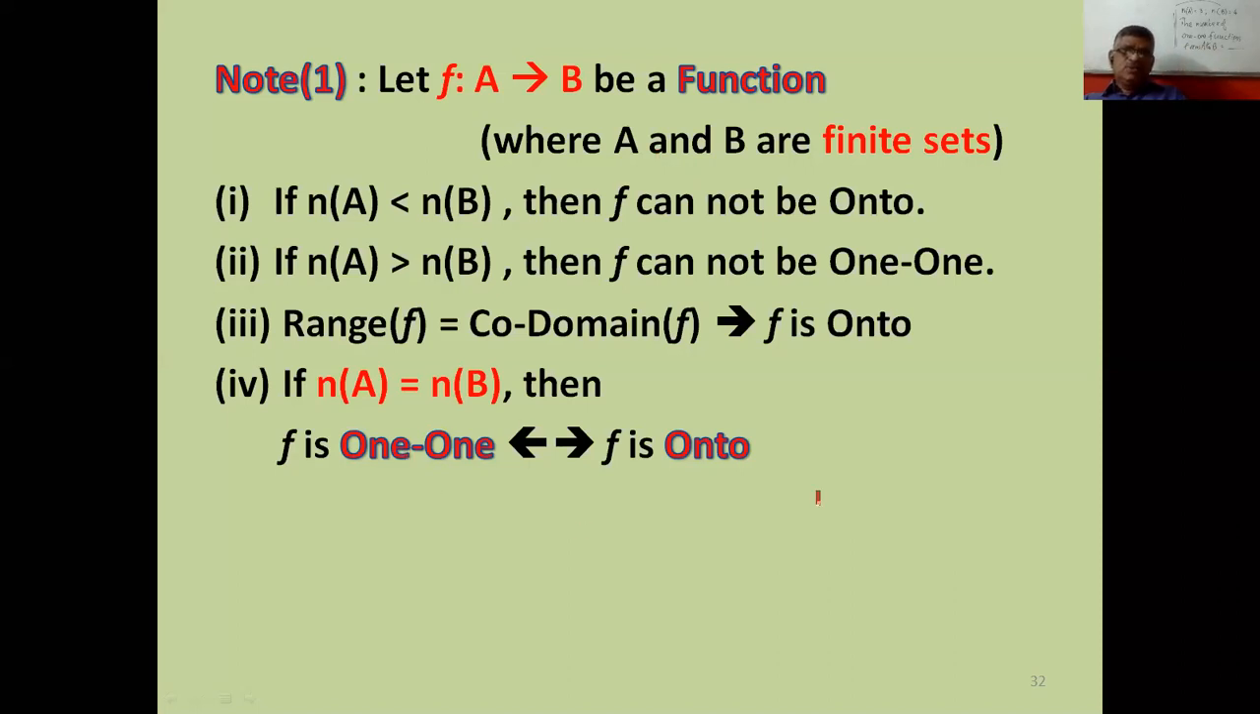Otherwise, not necessary. Suppose I have a function from N to N, where A and B are the same set, f(x) equals 2x. It is one to one, but not onto. The number of elements in A and B are the same, but it is one to one and not onto. In the same way, we can define from N to N a function that is onto but not one to one. So this is valid only when A and B are finite sets. Okay.